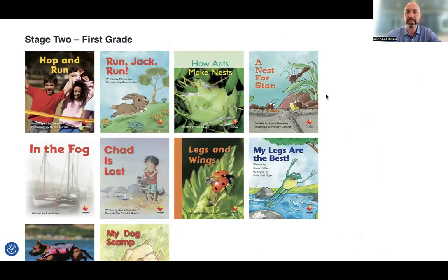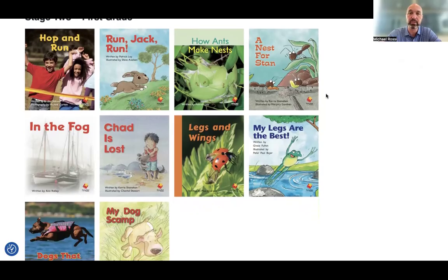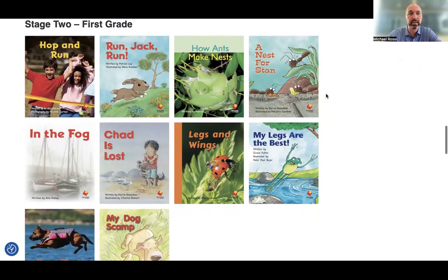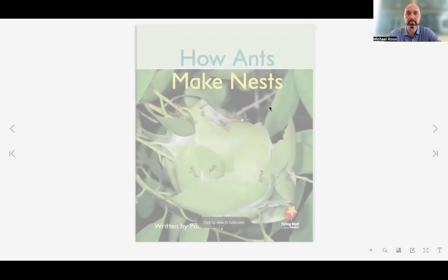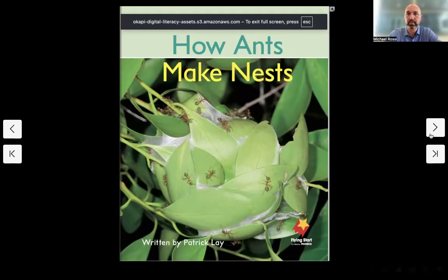Moving on, you know that at the end of every module, there are 10 decodable texts. There are a total of 20 decodable texts with Stage 2. And they are going to come in print and digital. Each title will have 6 copies each. And let's jump into one now. So this is How Ants Make Nests.